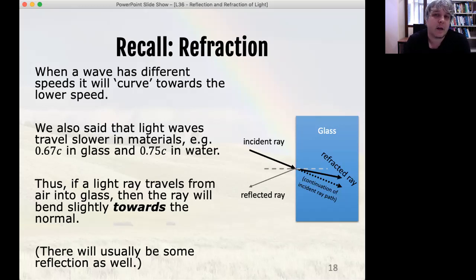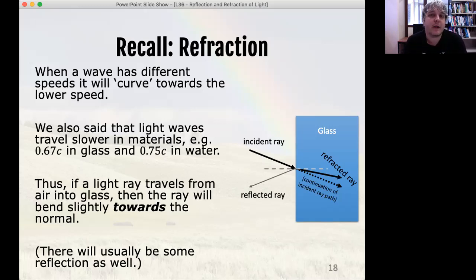We've already talked about light, waves in general and refraction, and the idea that a wave, if it's got two different speeds, will curve towards the slower one, right? So we saw a sound wave that would curve up from the ground or towards the ground, or a water wave that would go sideways if it was in an uneven pool, things like that.